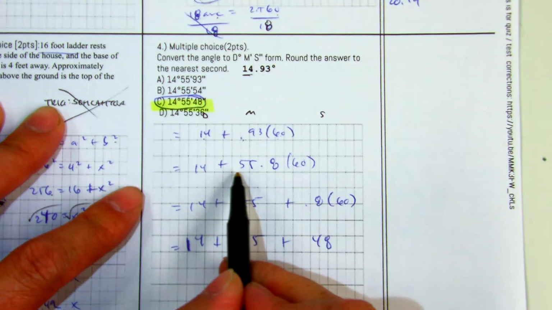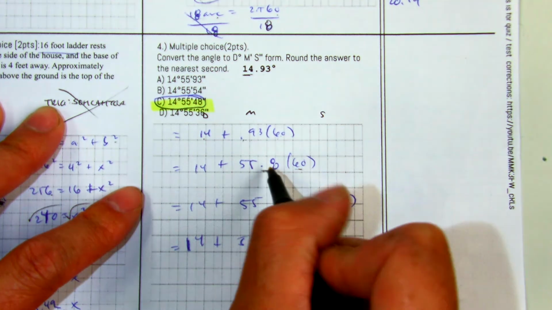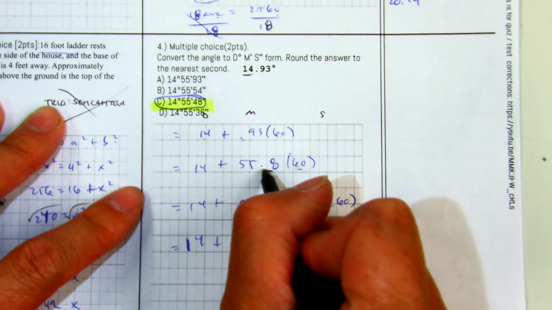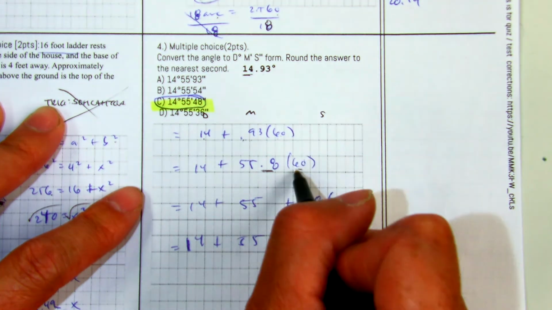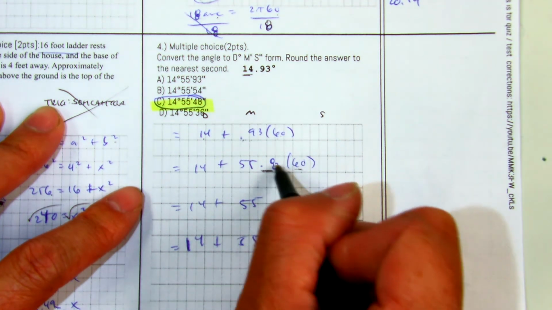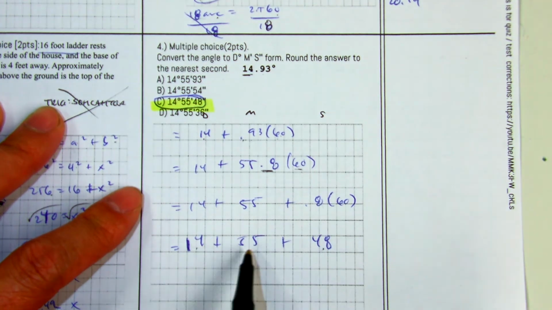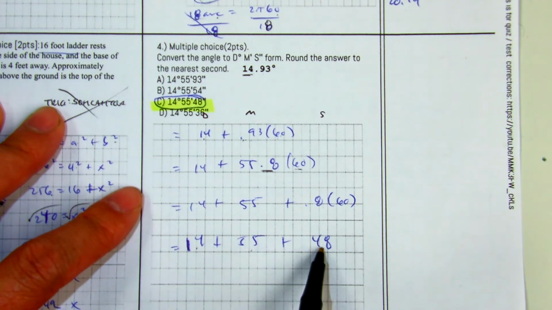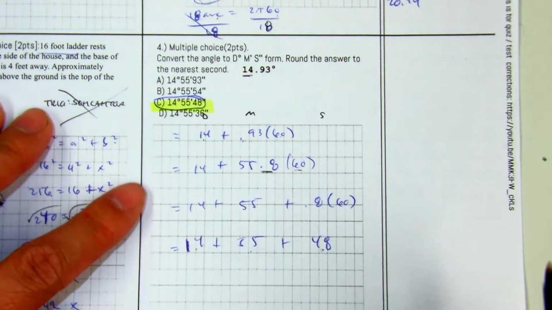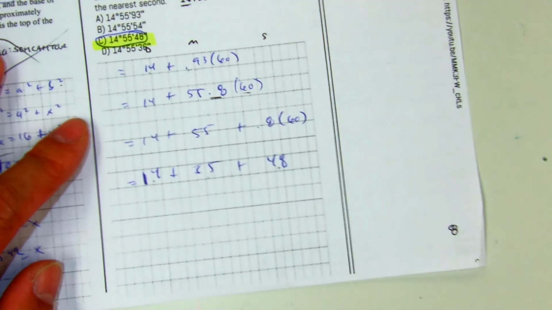So the decimal, I take 0.8 times 60 because there are in 1 minute 60 seconds. So this partial of a minute is converted to seconds. This gives me 48. So 14 degrees, 55 minutes, 48 seconds is my answer. That would be choice C. So that side was worth 2 points apiece. Backside.